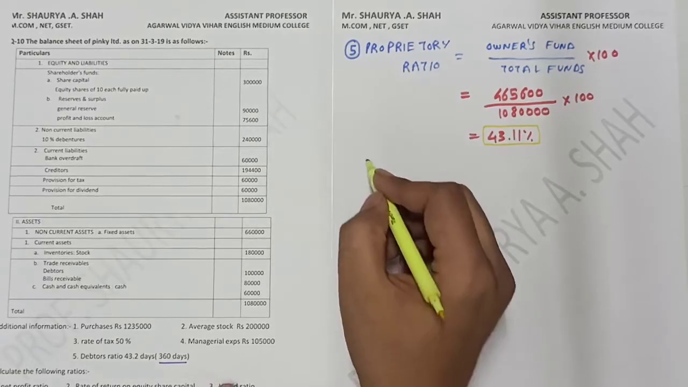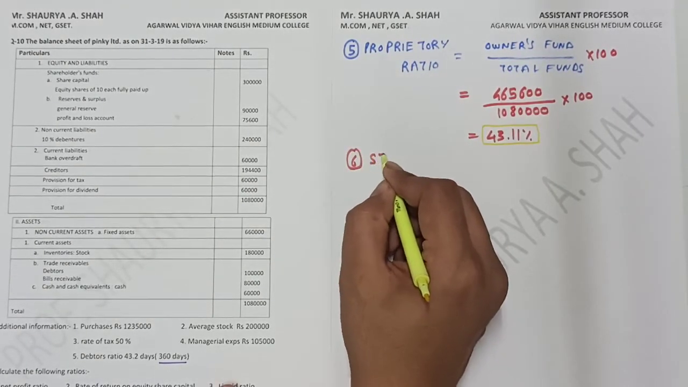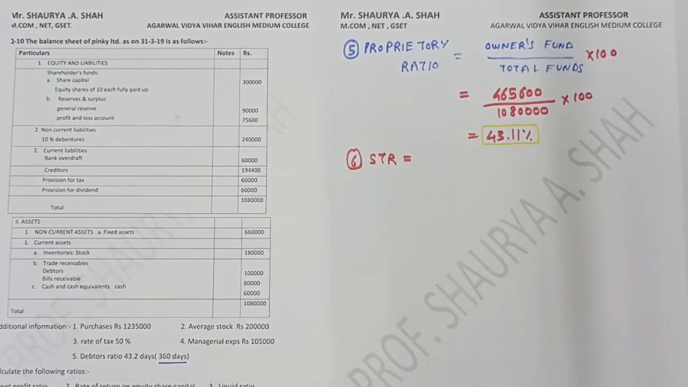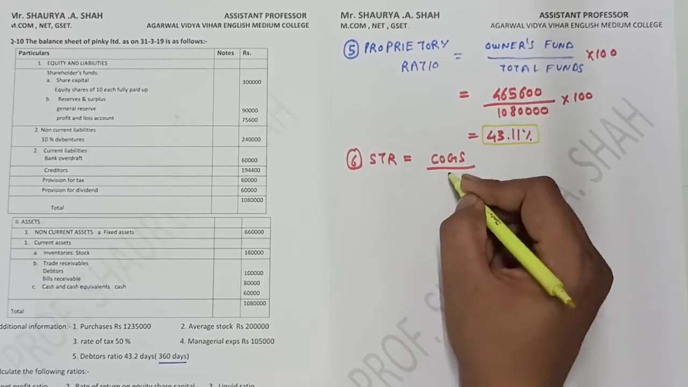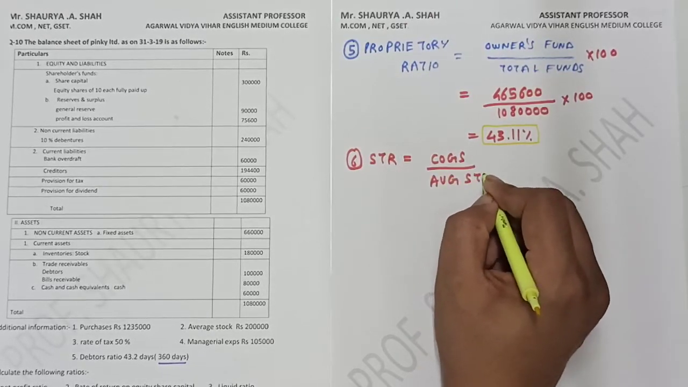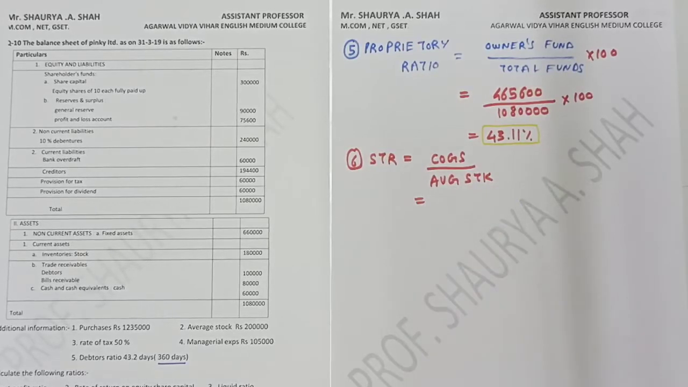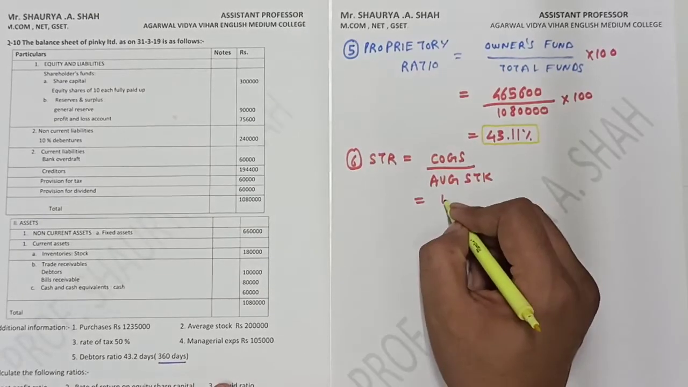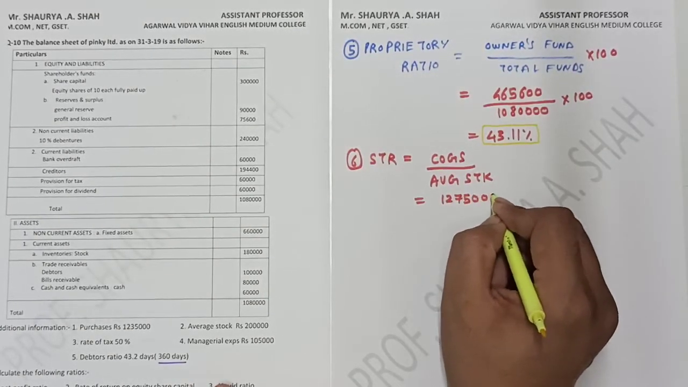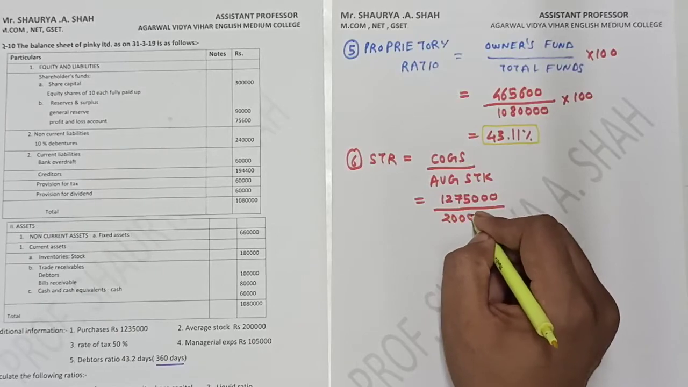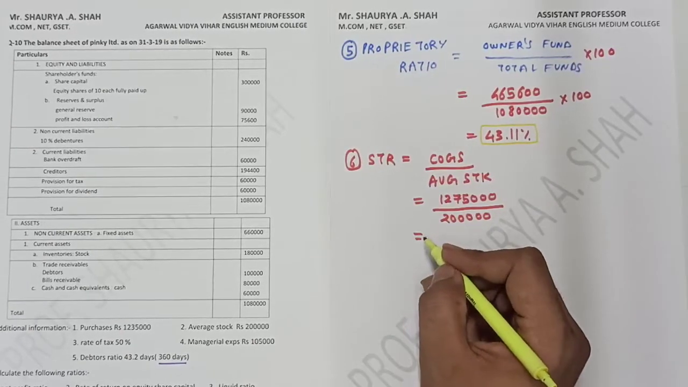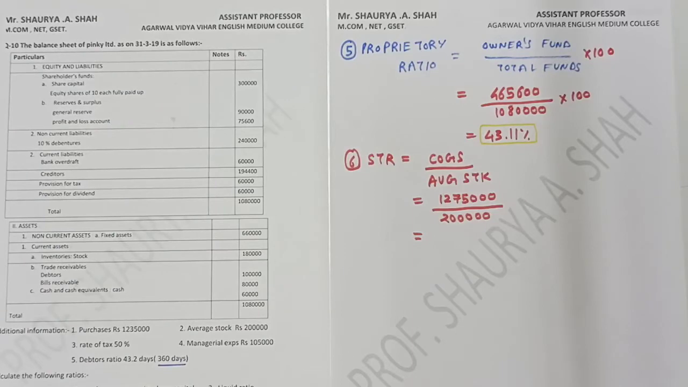The next and the last thing which is asked is your stock turnover ratio. What do you mean by stock turnover ratio? Stock turnover ratio is equal to cost of goods sold upon average stock. Cost of goods sold we have already found out in the beginning. That was 12,75,000 rupees. What is the average stock given in the sum? 2 lakh rupees, right? So you will get the answer, students, of 12,75,000 divided by 2 lakh.